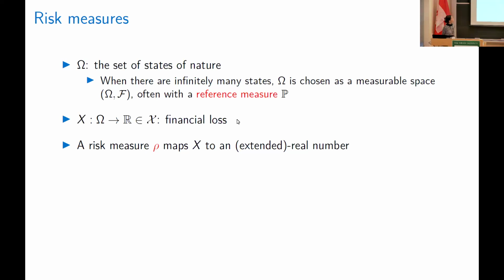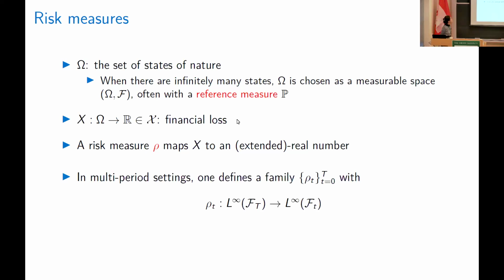Then to well define this risk measure, we usually start with the space of states, omega, and usually we have infinitely many states. So omega is chosen to be a measurable space, usually filtered, and also often with a reference measure, which we call P here. Then as I just introduced, the risk measure maps this X to a real number, basically giving you the idea how much money you are going to lose.